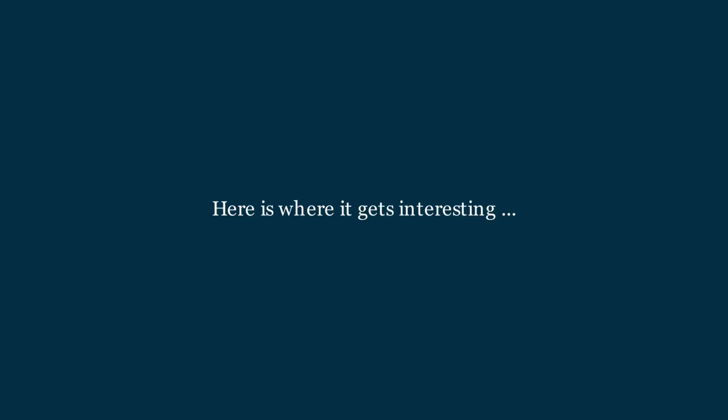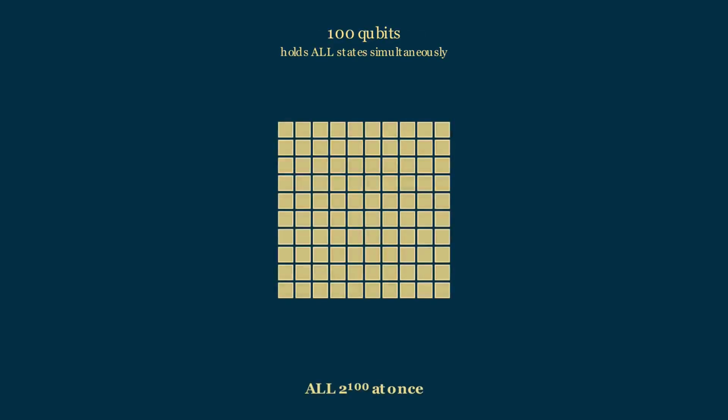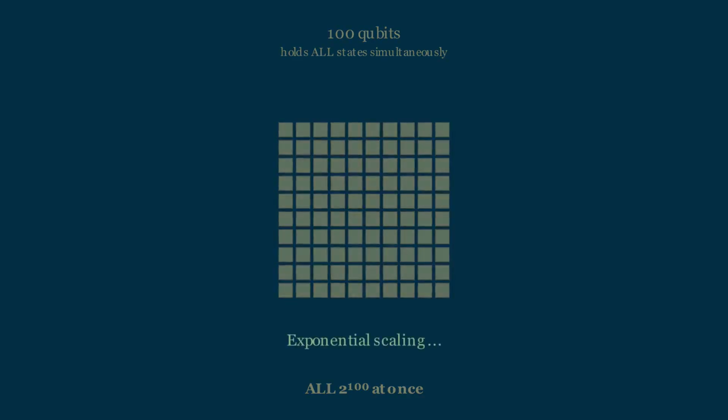Here's where it gets interesting. If you have 100 classical bits, you can store one of 2^100 possible states. If you have 100 qubits, the system exists in a superposition of all 2^100 states at once. That exponential scaling is what makes quantum computers potentially so powerful for certain problems.